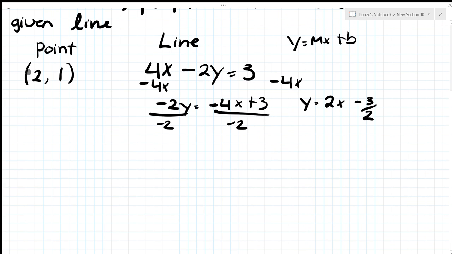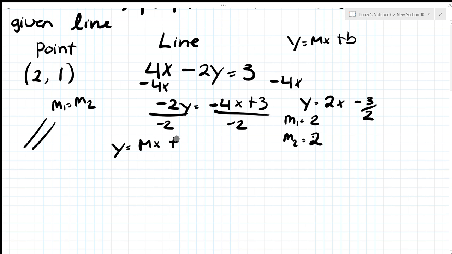Now we have to first find our parallel line. So we know that for parallel lines, their slopes must be the same. We are given a point, and here's our equation, y equals 2x minus 3/2. So m1 is this slope, 2. So what must m2 be? If they're parallel, they must be the same. So m2 is 2.